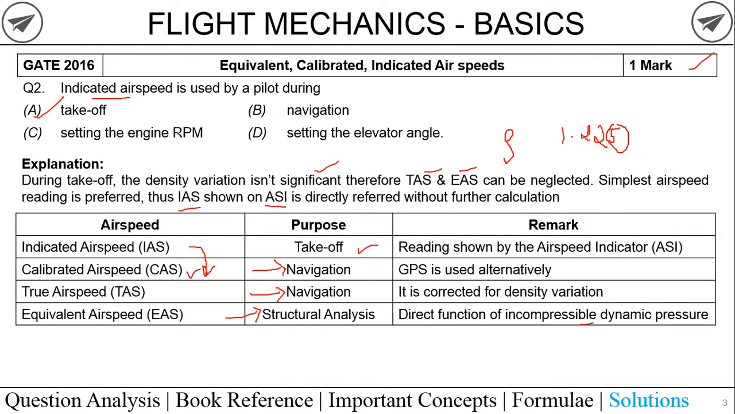Now regarding the other three options, the airspeed which deals with navigation is CAS or TAS. So it is not IAS or indicated airspeed.